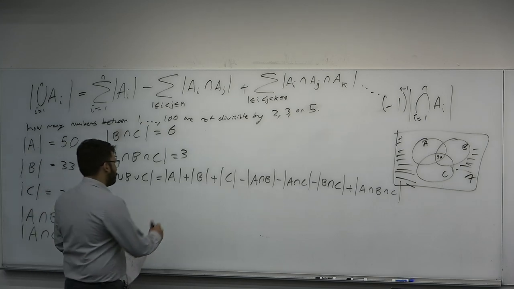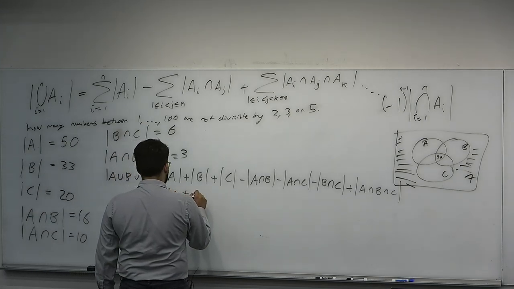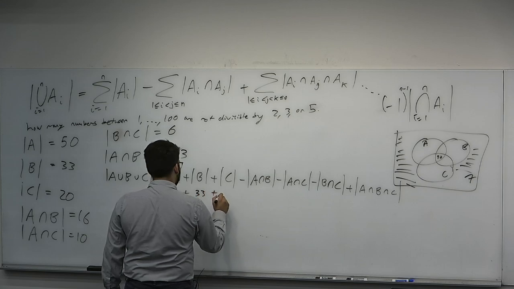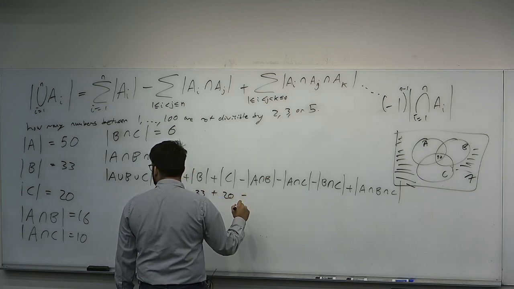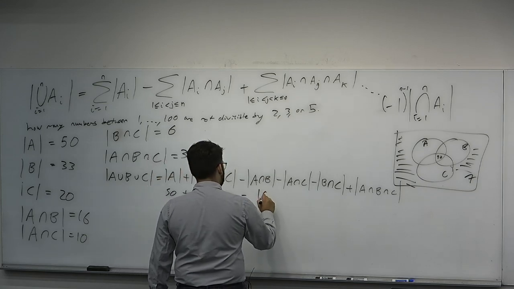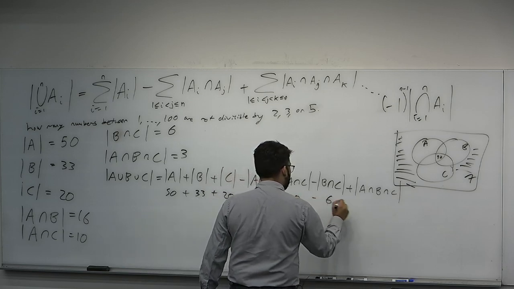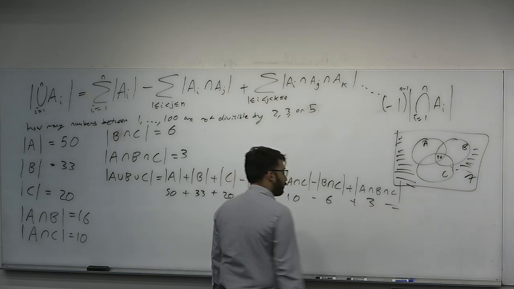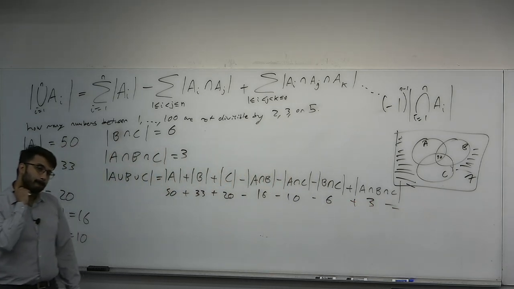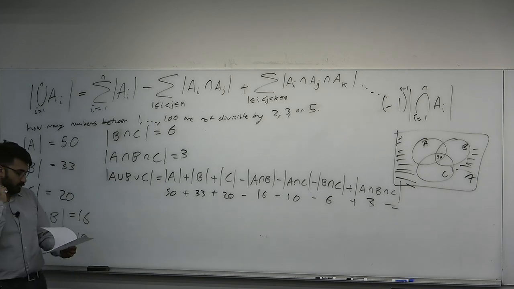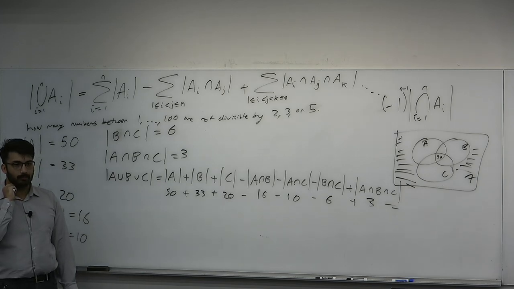We have 50 plus 33 plus 20 minus 16 minus 10 minus 6 plus 3. Someone can work that out for me. I have an answer, but I just want to see if you guys got the same thing. Double check me.